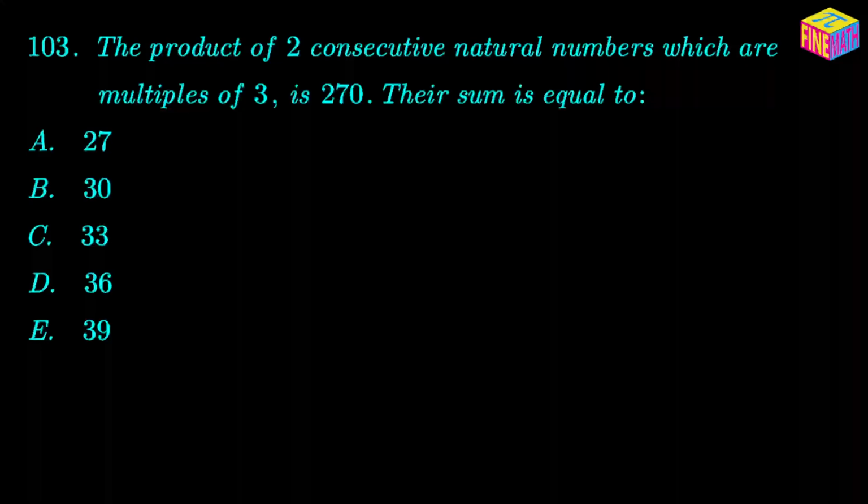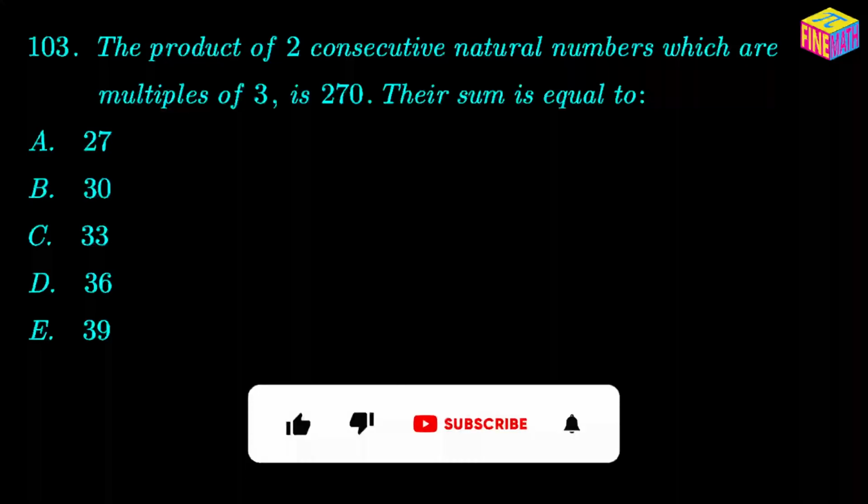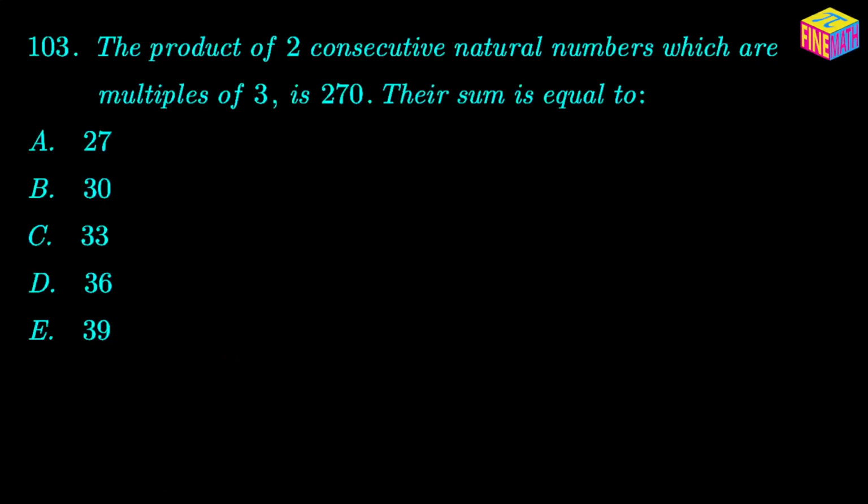So let's get started. Here the question says, the product of two consecutive natural numbers which are multiples of 3 is 270. Their sum is equal to which of the following 5 options? So we have been told that the product of two consecutive natural numbers is 270, but they are multiples of 3, right? So if we assume the first number to be x, then the second one will be x plus 3, and we have been told that their product is equal to 270.